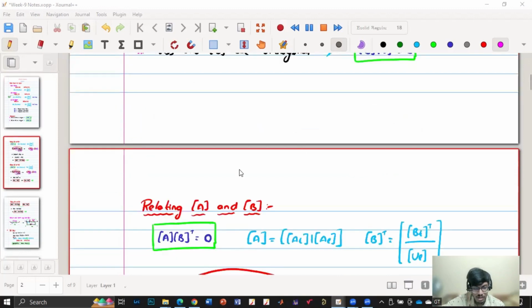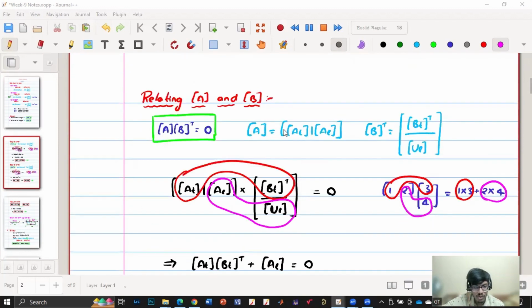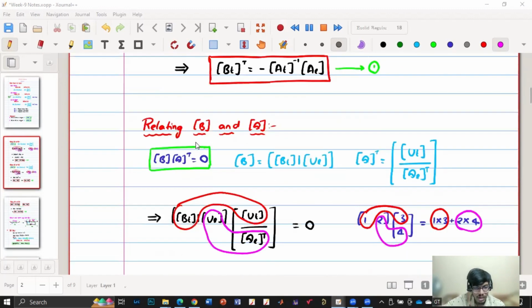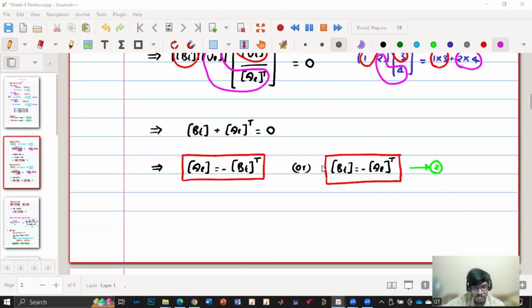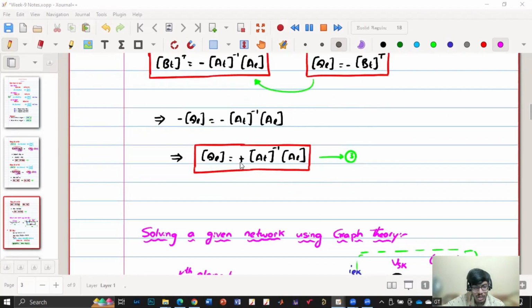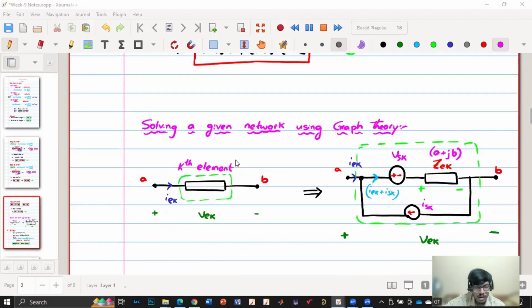Using the first result, that A and B are orthogonal, we got the relation between B and A. Using the second relation, that B and Q are orthogonal, we got the relation between Q and the B matrix. Using these two results, we obtained the relation between Q and A. Then we understood how to solve a given network using this graph theory.